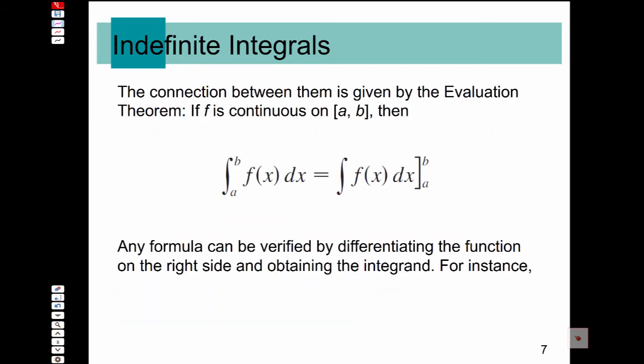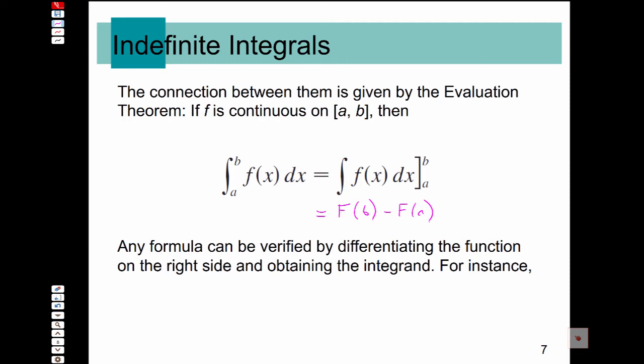Now, the connection between indefinite and definite integrals is given by the evaluation theorem, of course. Remember, the evaluation theorem says that we can compute a definite integral once we know an antiderivative of the function. Using an indefinite integral to represent the antiderivative of f of x, we can write the evaluation theorem as follows. The integral of f of x from a to b is equal to the indefinite integral evaluated at b minus the indefinite integral evaluated at a. This is nothing more than what we had before. It's the antiderivative of the function little f of x evaluated at b minus the antiderivative evaluated at a. Only now we're using our new notation in terms of indefinite integrals.